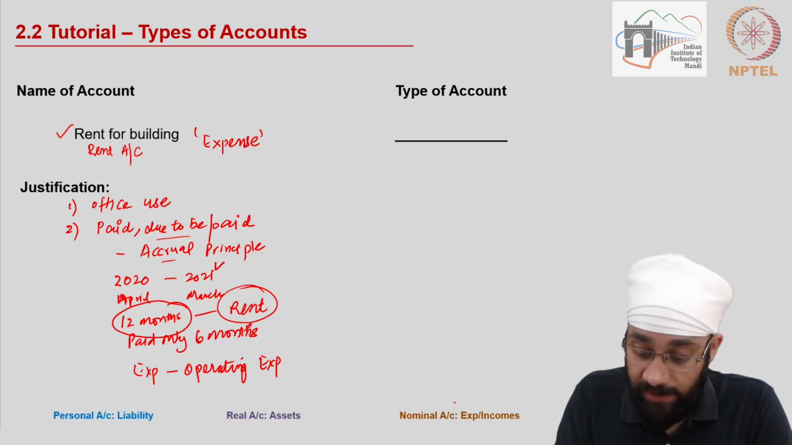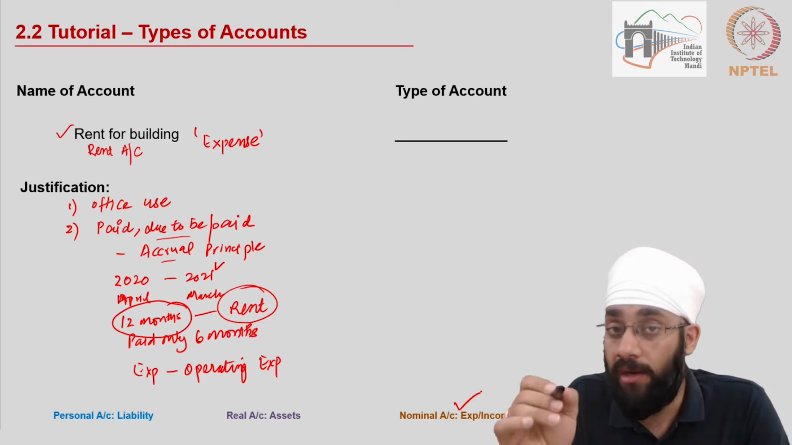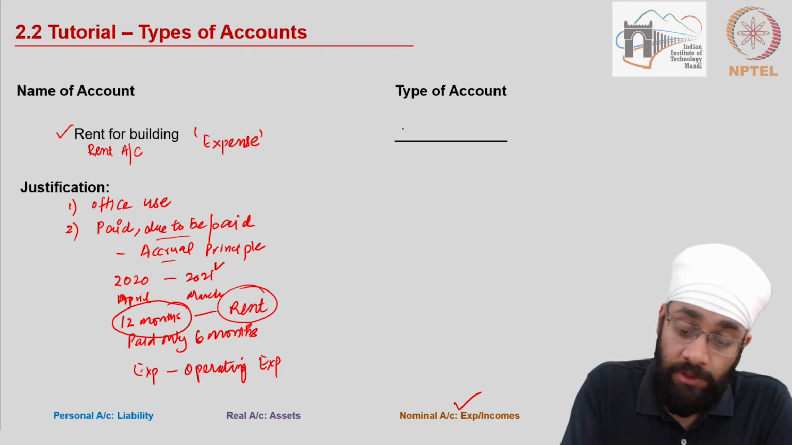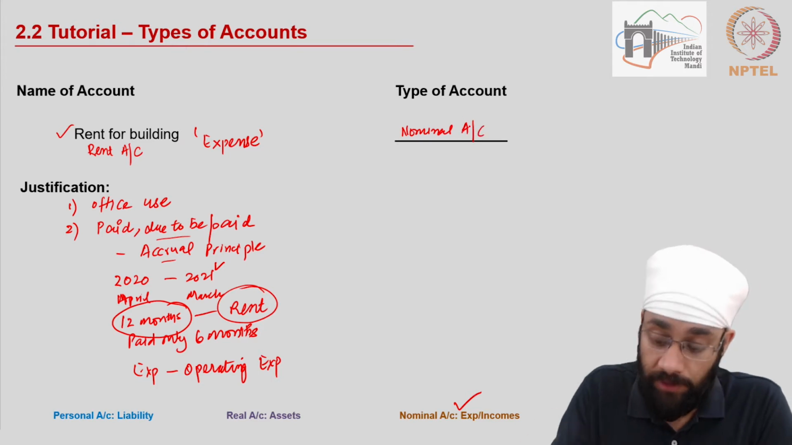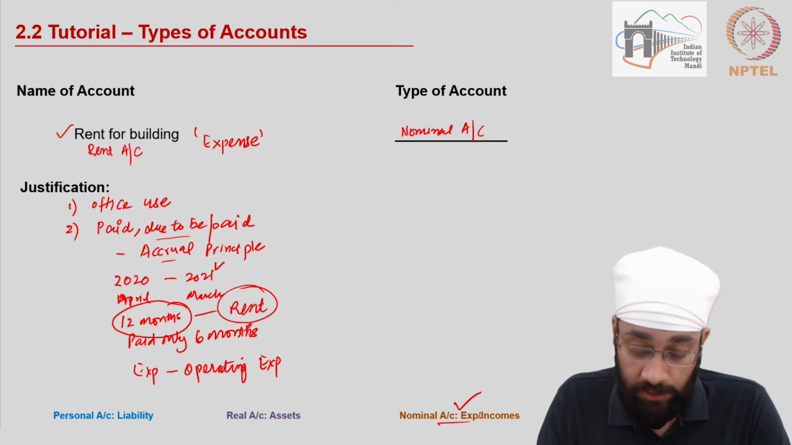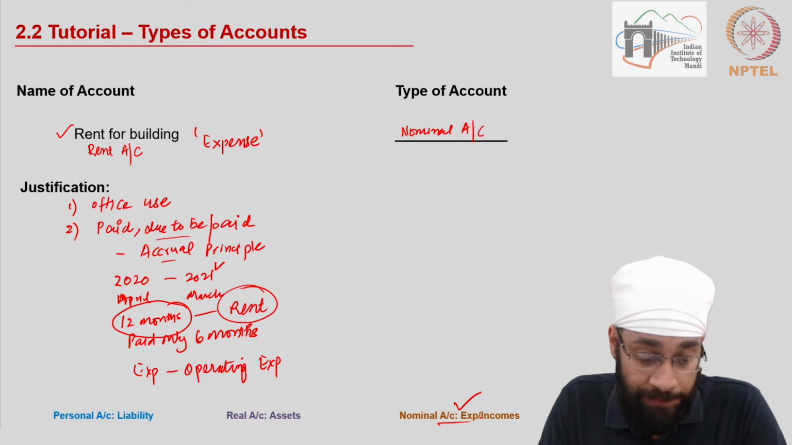Now, all expenses and the losses are nominal accounts. So that rule is pretty clear. So nominal account, the third type of account. You can see the rule on the slide.